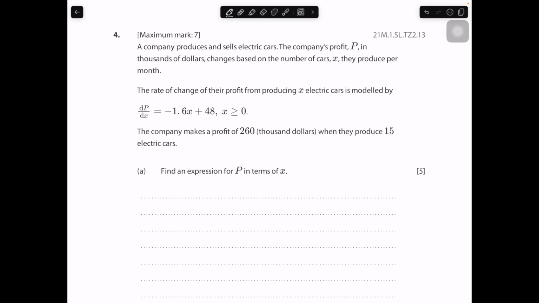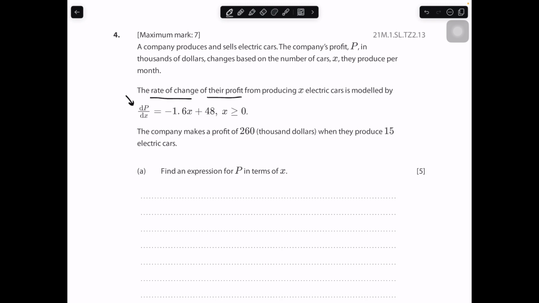A company produces and sells electric cars. The company's profit, P, in thousands of dollars changes based on the number of cars, x, they produce per month. The rate of change of their profit from producing x electric cars is modeled by dP/dx equal to negative 1.6x plus 48. Okay, so the rate of change of their profit. Remember, anytime you see a derivative, it's the rate of change. It's the slope of a line at a given point. It's the rate of increase or the rate of decrease.